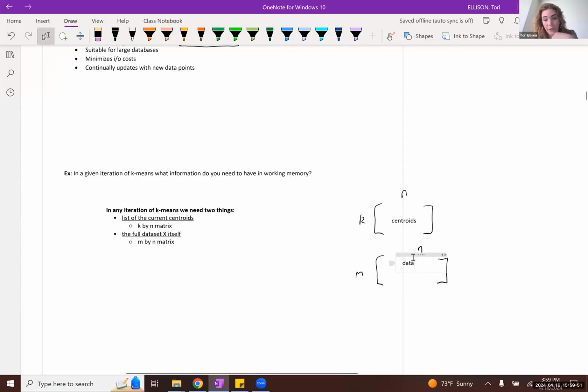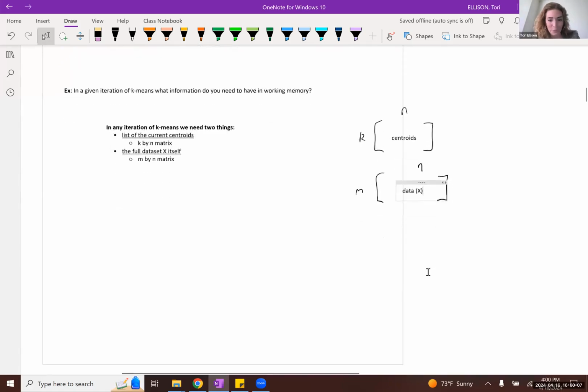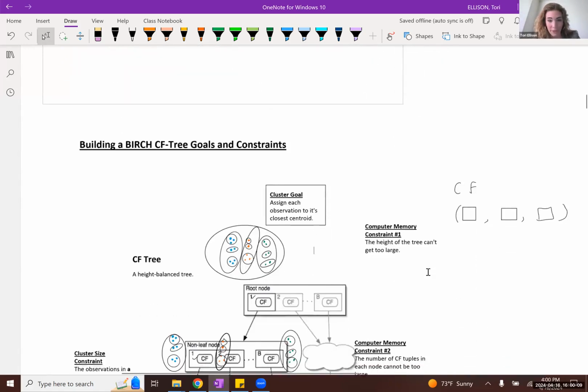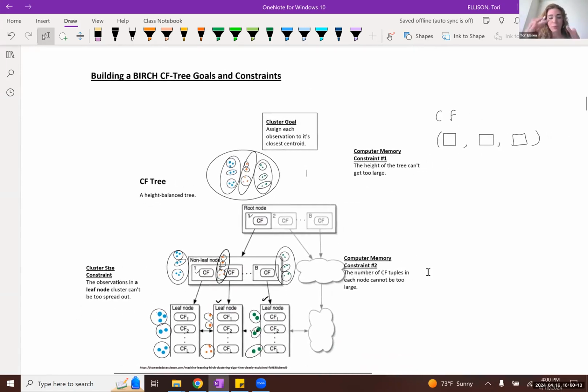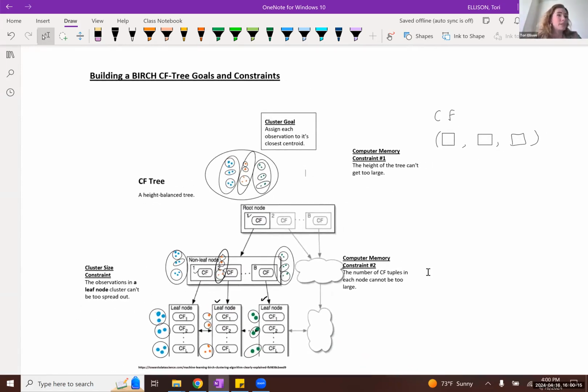So if we happen to have a really large data set, with a large number of rows or a large number of columns, needing to store this really large data set is in and of itself going to be a problem. One of the benefits of the Birch clustering algorithm is that it needs to store way fewer things in any given iteration of the algorithm.